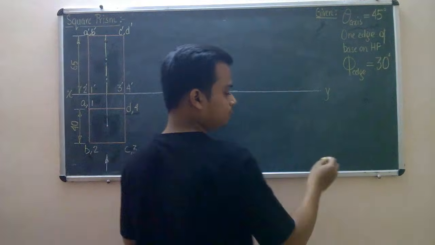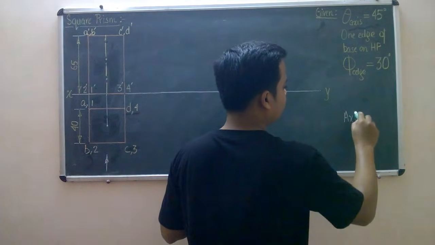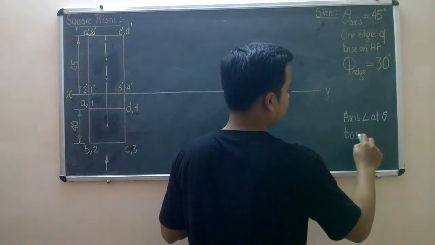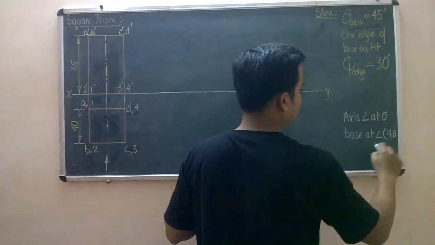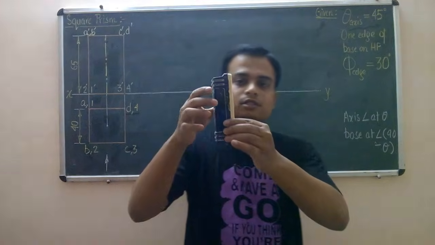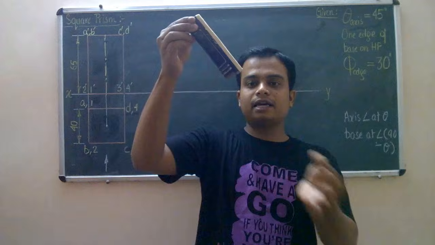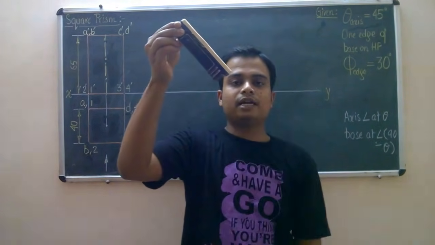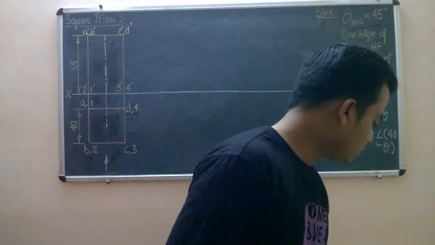And there is one more concept or one more logic. If the axis is inclined at theta, then the base is automatically inclined at 90 minus theta, right? The concept is like this. If you see this object, this is step number 1. Now, when we do this, the axis will be inclined at an angle of 45 degrees, but at the same time, this base over here is also going to make an angle of 90 minus 45, which in fact is 45 degrees. So let us do that quickly.